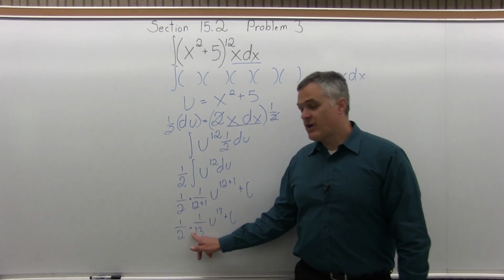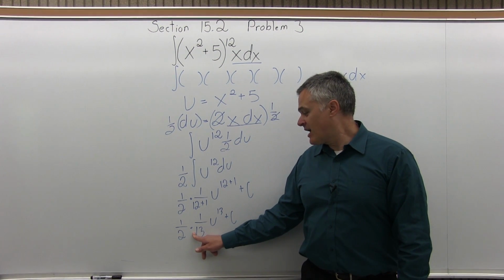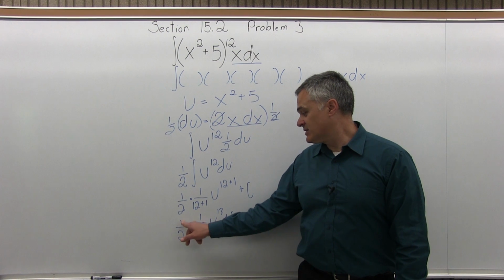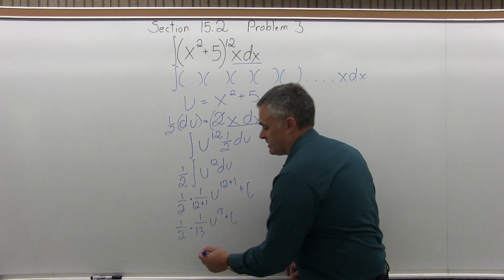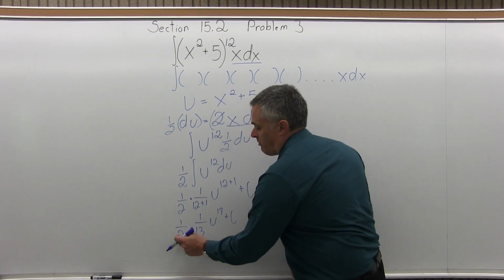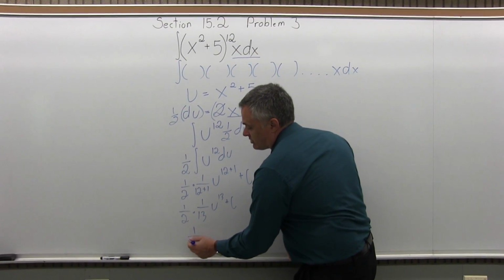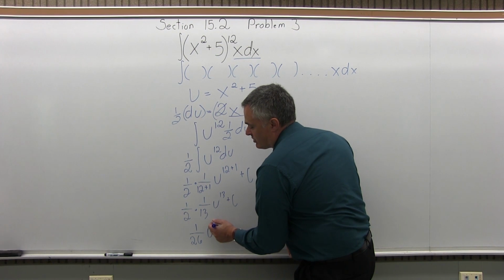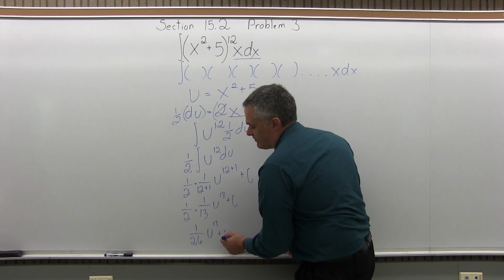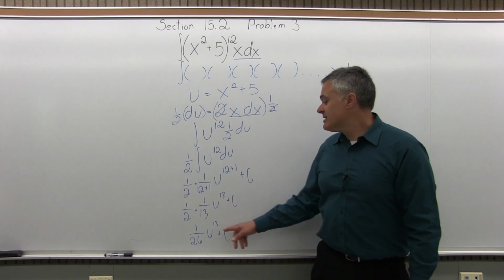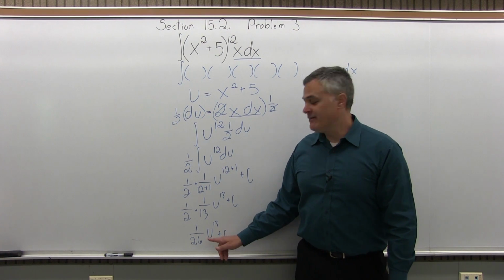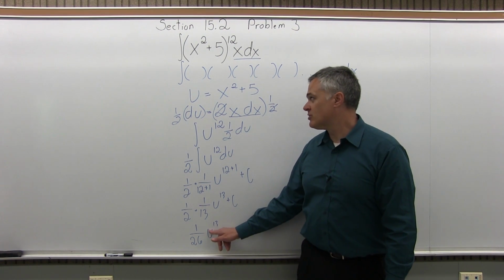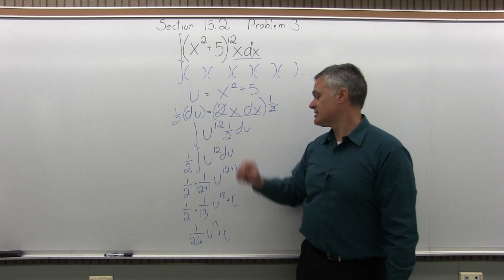Now those two fractions in front, I should clean that up. Multiplying fractions is easy, just top times top: 1 times 1 is 1. Bottom times bottom: 2 times 13 is 26. So I have 1 over 26 u to the 13th plus a constant. And again, that is the answer, but it's not in the form that we can leave it in. We have to state the answer in terms of the original variable x.